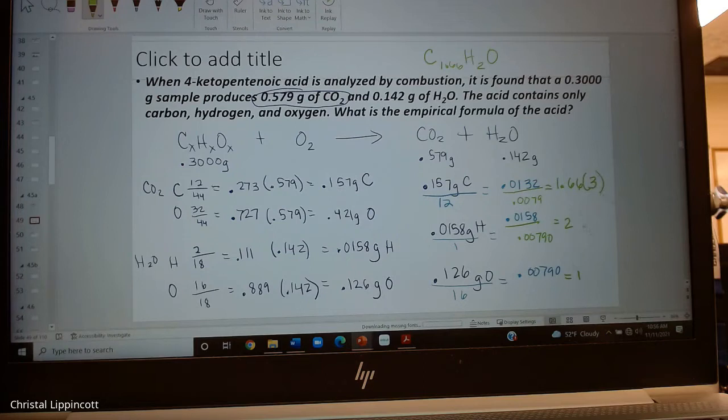I'm going to multiply everything by 3. So this ends up being 5, this ends up being 6, and this ends up being 3. So my formula, or my answer, ends up being C5H6O3.